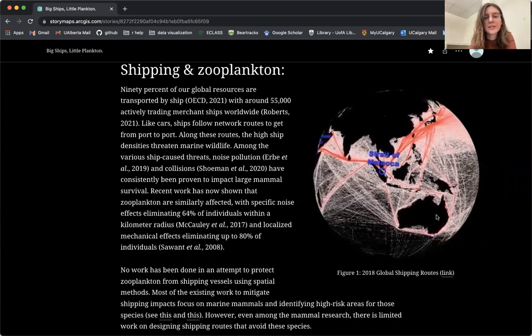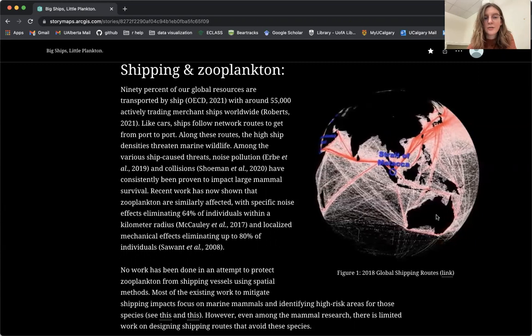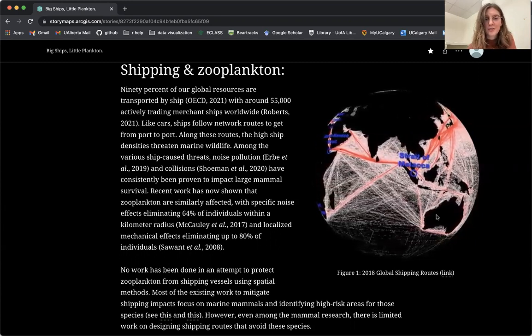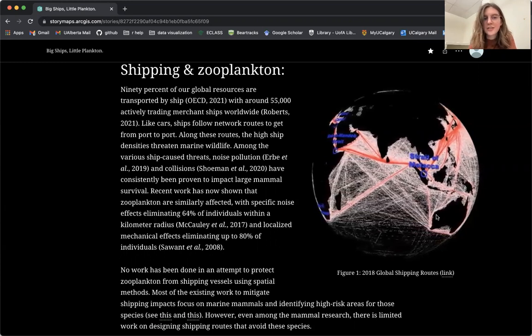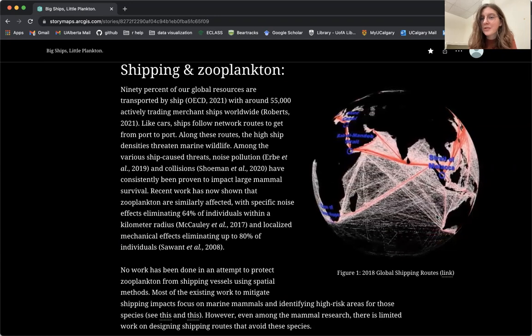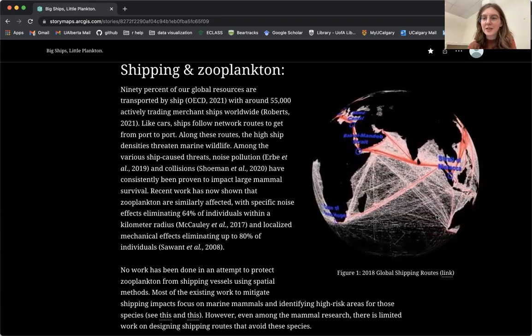And along these routes, the high ship densities threaten marine wildlife. And among the various ship-caused threats, noise pollution and collisions have been consistently proven to impact large mammal survival, and recent work has shown that zooplankton are similarly affected.